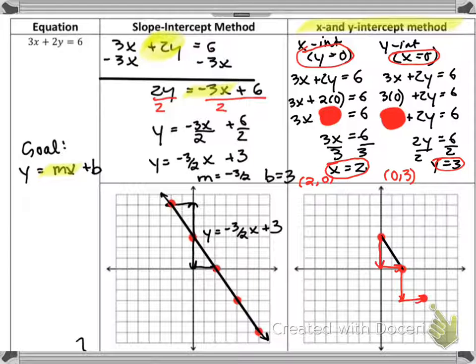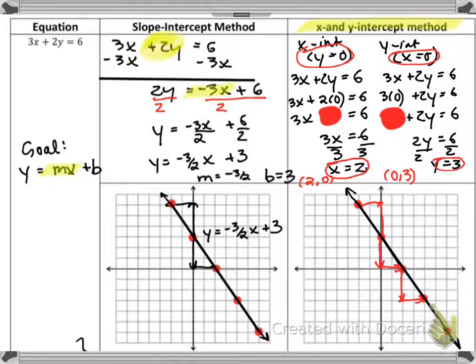Down 3 over 2, down 3 over 2. We could also go up 3, left 2, to get more points. Now that I have all these points, I can be confident that I've drawn my line in exactly the right place and that I haven't drifted to the left or the right of where the line is supposed to be. Right now, that might seem a little bit silly and like extra work, but when we get to the last part of this section, we're going to be finding the intersection of 2 lines.